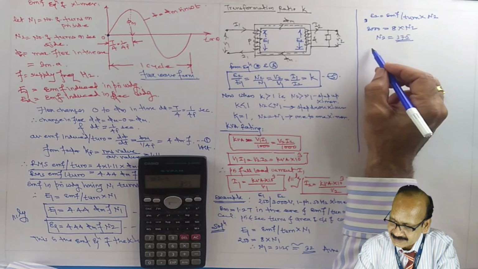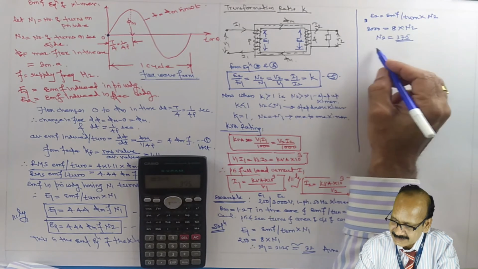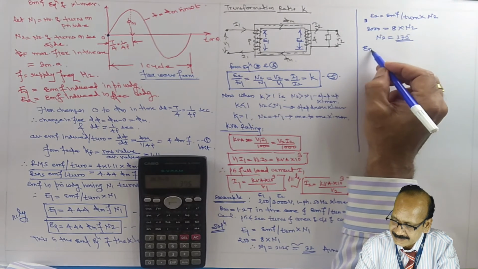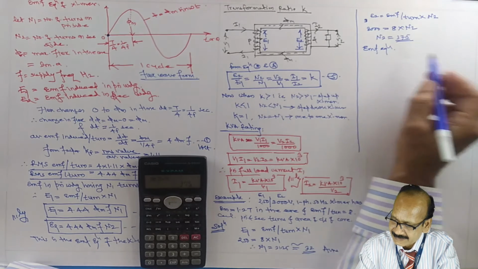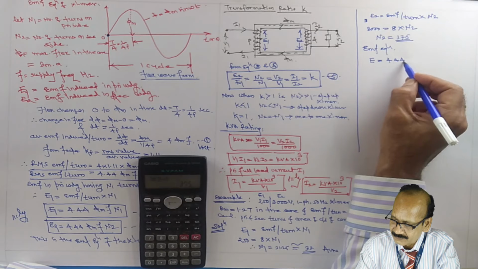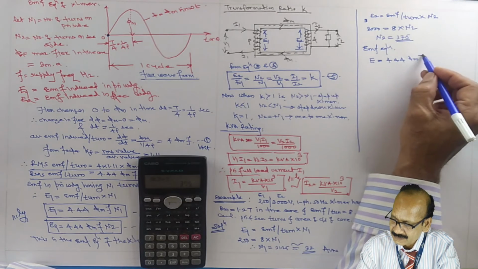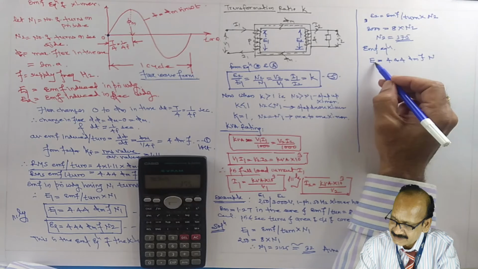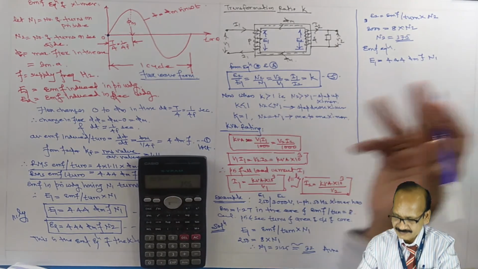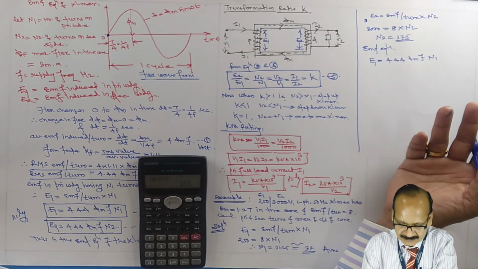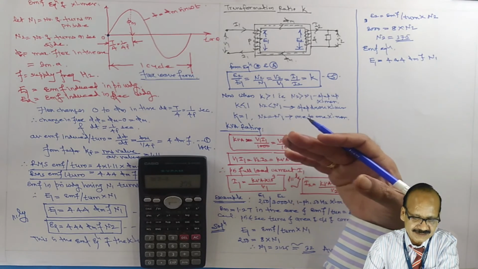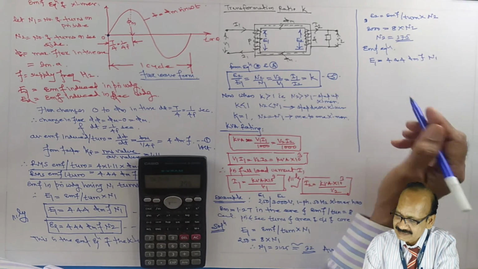Now the second question is the flux density. The EMF equation can be written as E equals 4.44 phi m f N. If you consider E1, it will be N1. Remember that the EMF per turn remains the same whether it is on the primary side or secondary side, or whether it is on the LV side or HV side.